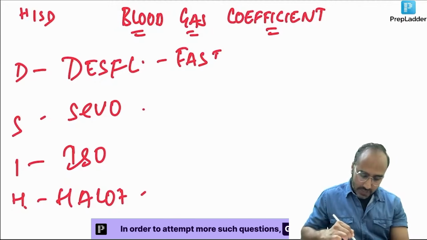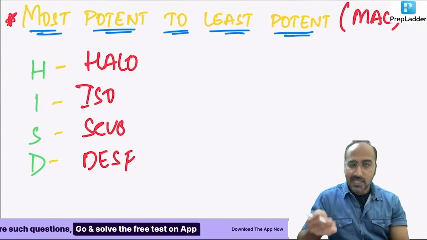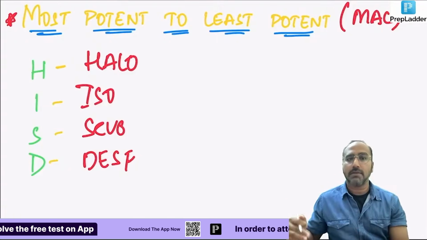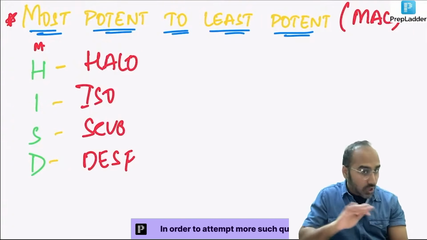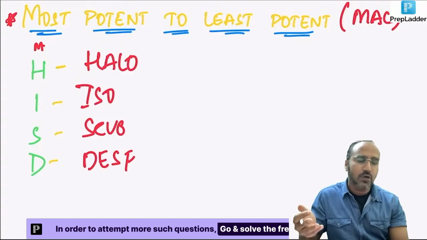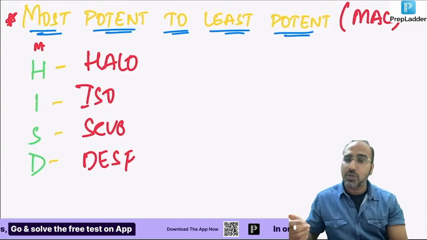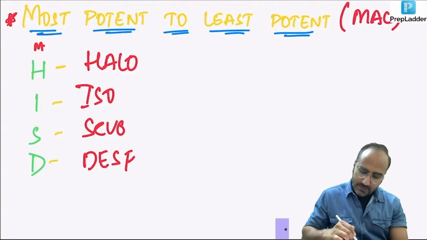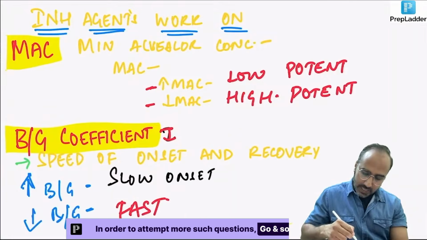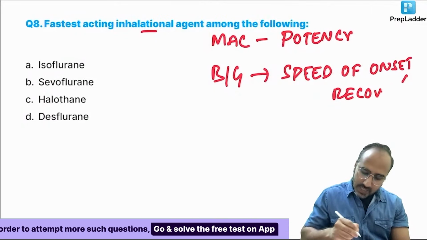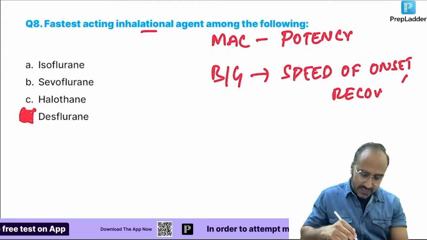So now, guys, look over here. HISD is a universal mnemonic. But to this, you can add M. M is what? Methoxyflurane. It is not commonly used, but you can remember methoxyflurane is the fastest acting among all. It has a MAC value of 0.16 when compared to halothane, which has a MAC value of 0.75. As methoxyflurane is not commonly used, we are using halothane. So the answer over here is desflurane, the fastest acting. Everyone got this right?